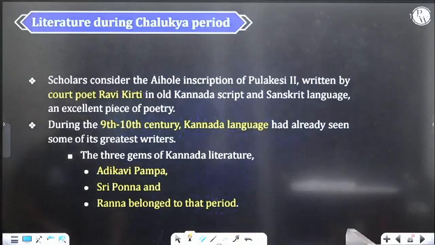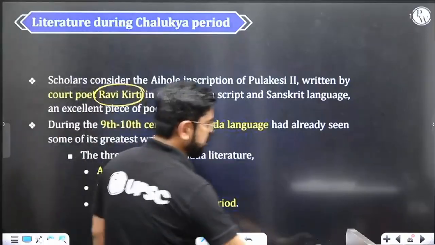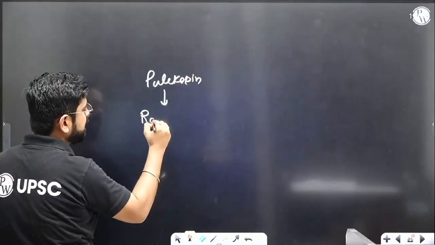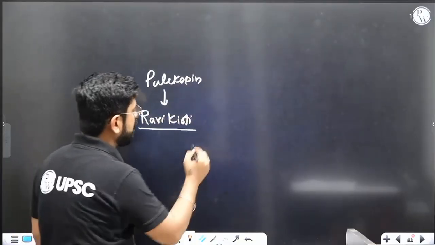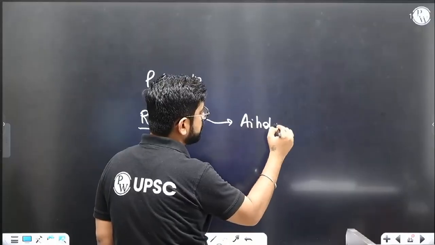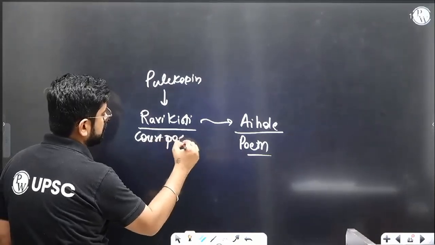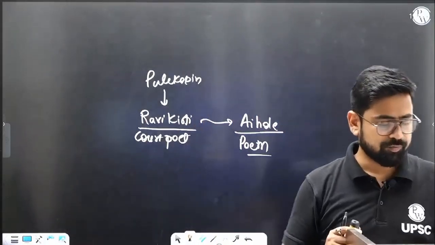Also, Pulkesin II. We have not discussed this, but let's add. So Pulkesin II had a court poet, Ravi Kirti. Now Ravi Kirti has written one inscription at Aihole, and this is a poem. He is basically his court poet, so it is about his king.